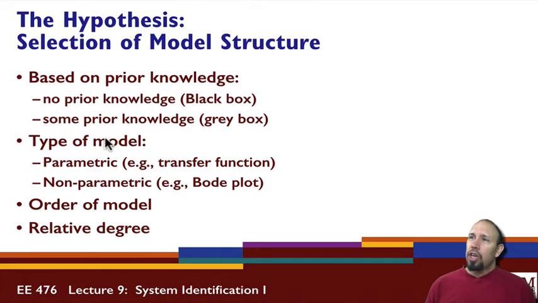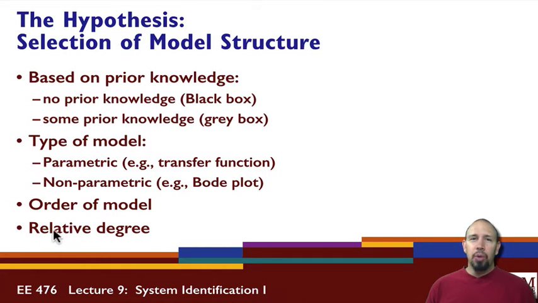In terms of the model structure, we're thinking, for example, of a transfer function. So are we looking at a particular order of our transfer function? Are we looking at a second order model, third order model? What order of transfer function? That's important in the selection of the model structure.